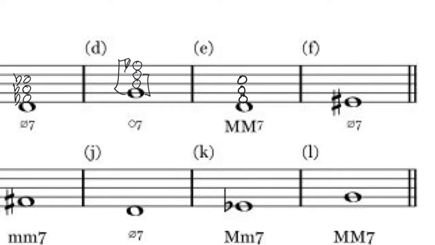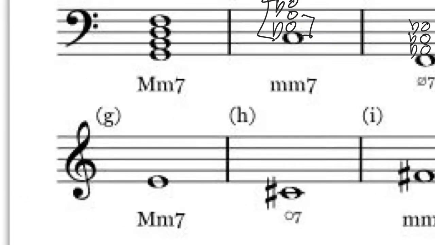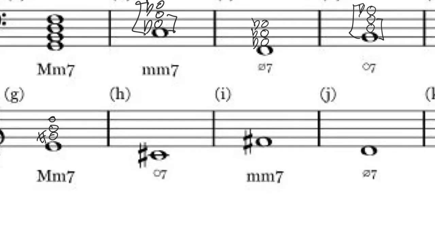All right, a fully diminished or half diminished 7 built on G sharp, so we need a diminished chord. We have G sharp, B, which is a minor third, and then another minor third, and then a minor 7th, which is F sharp. Okay, moving down here, major minor 7 built on E: E, G sharp, B, D.